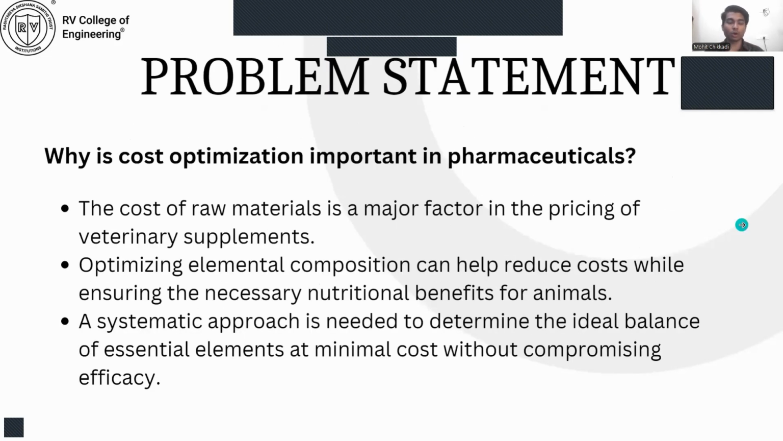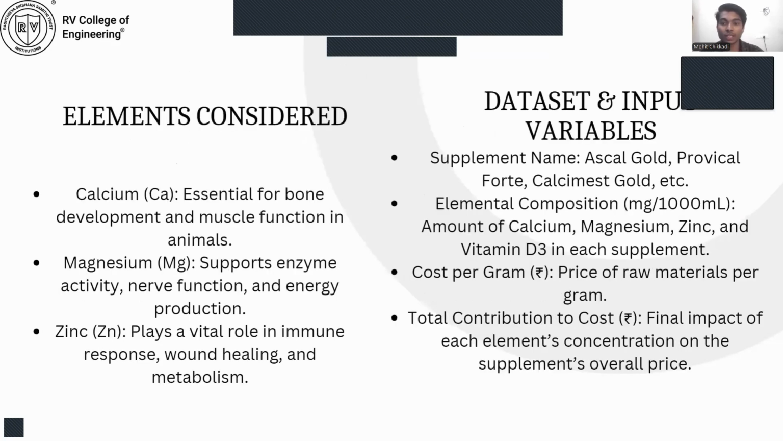The problem that we are facing is that the cost of raw materials is a major factor in the pricing of veterinary supplements, and optimal pricing is needed. Optimizing the elemental composition can help reduce the costs while ensuring that necessary nutritional benefits are there for animals. So a systematic approach is needed to determine the ideal balance of essential elements, minimizing the costs without compromising the efficiency. So these were the elements that we have chosen.